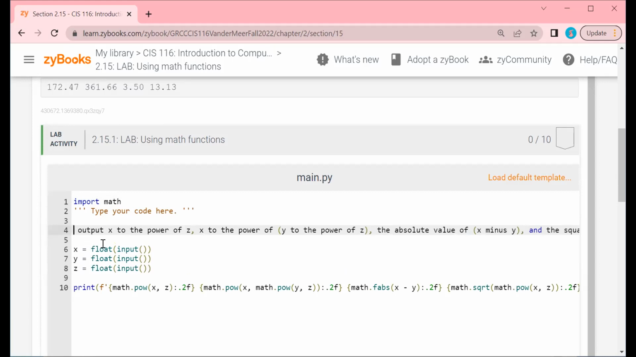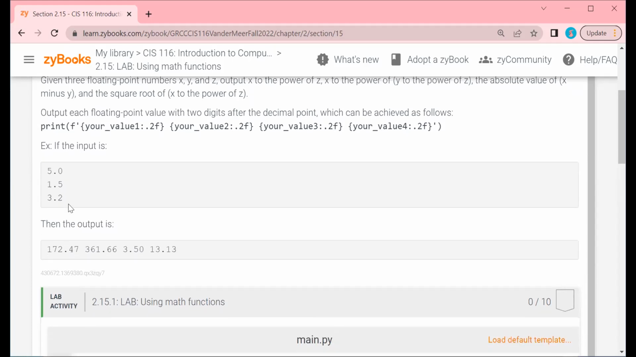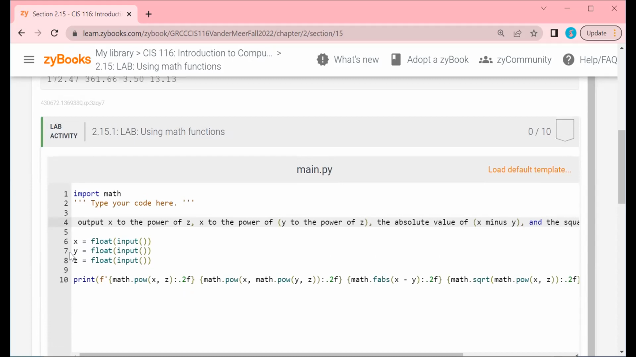X, Y, and Z, I take them in as floats. And again, look at my sample input. If it's 5.0, 1.5, and 3.2, those are floats. So that's what I'm going to take them in as.